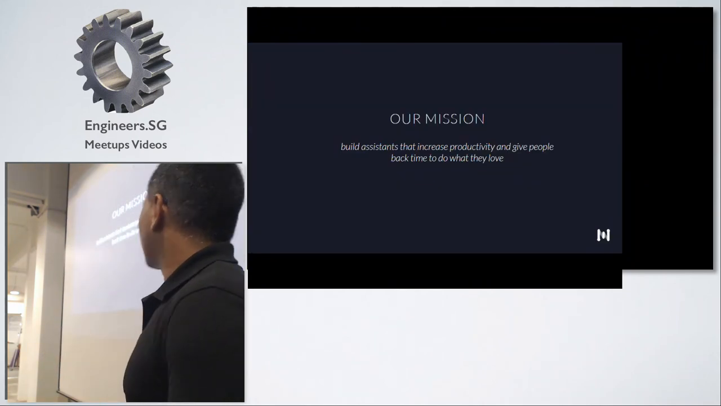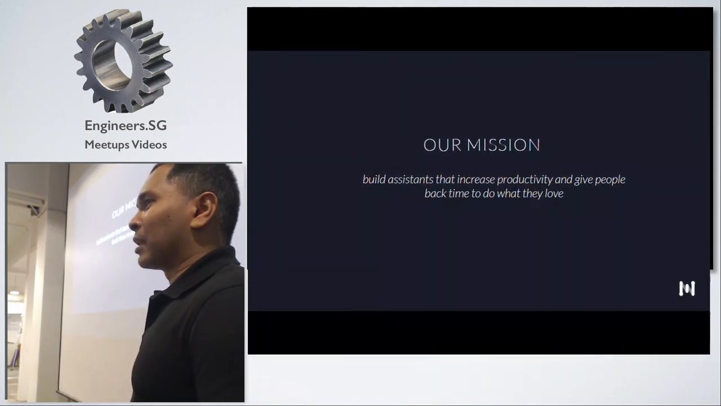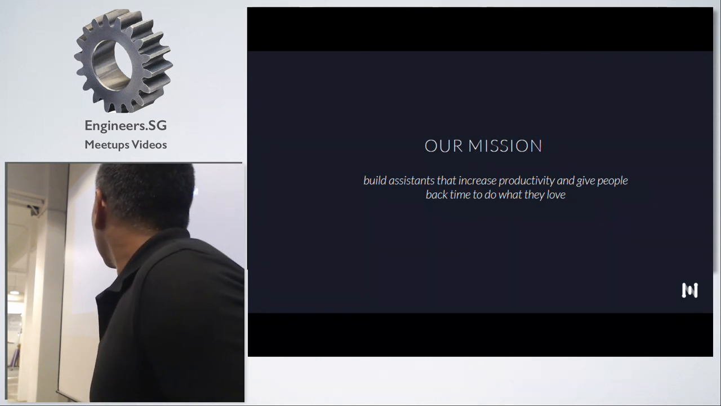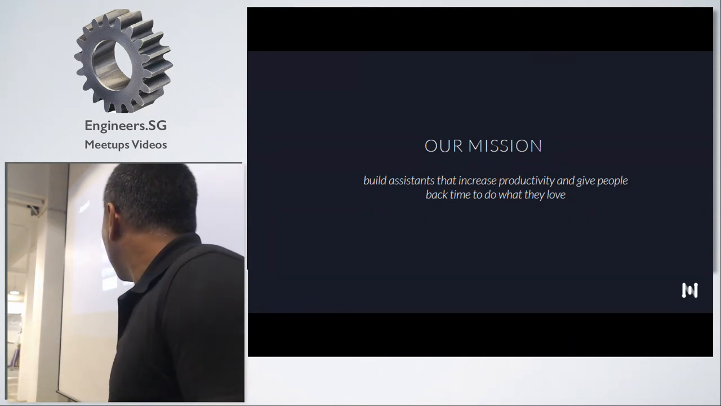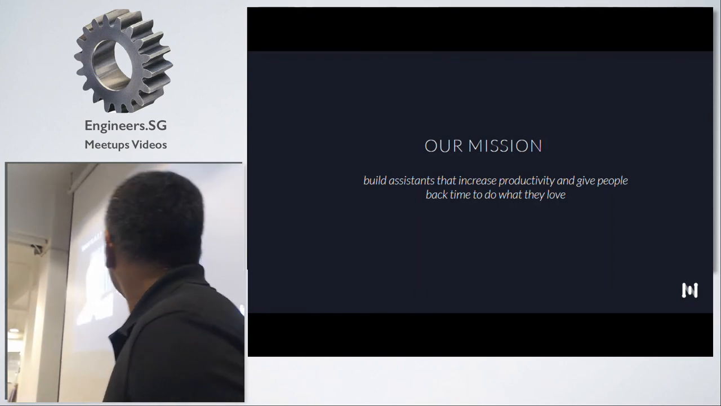We build assistants that increase productivity, right? That's our passion, because we want to give everyone time to do things they really love. Basically, we're lazy. Machines should do stuff for us. This is a bit about me, engineer, Yahoo, whatever. Let's skip to the interesting bit.